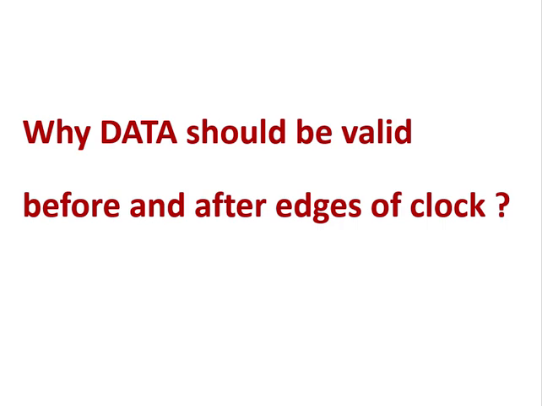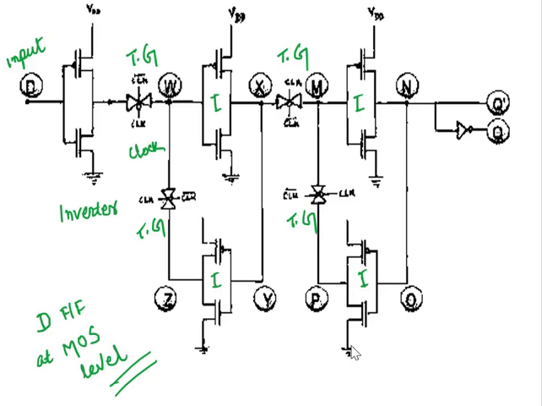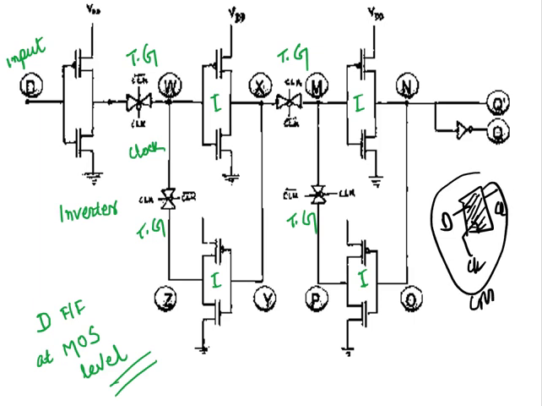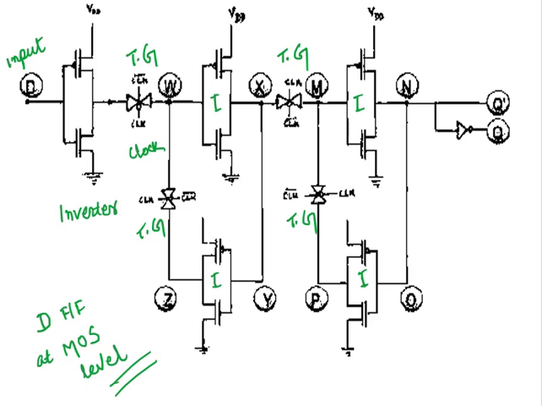But the question arises: why should the data be valid before and after the clock edge? Let me explain this in detail. This D flip flop looks like this: D, then clock, then Q. But if you see the internal circuit, it is all CMOS, complementary MOS, at transistor level. This is the actual D flip-flop circuit at MOS level.